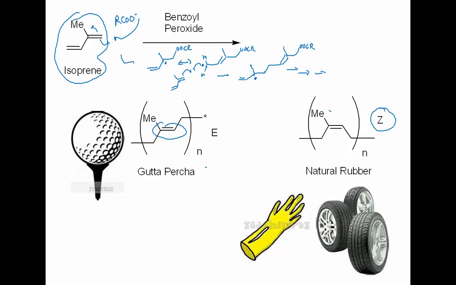properties. Natural rubber, we probably associate with its flexibility and various other properties used in tires and rubber gloves and things like that. So it's a very flexible molecule. Gutta percha, however, is a very hard, brittle molecule. It's used to cover golf balls. And so here we see an important example of where stereochemistry really matters. Okay? All right.